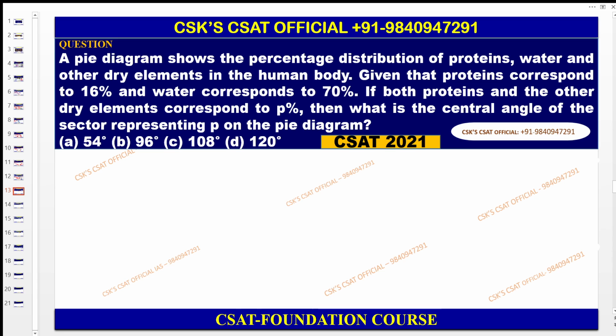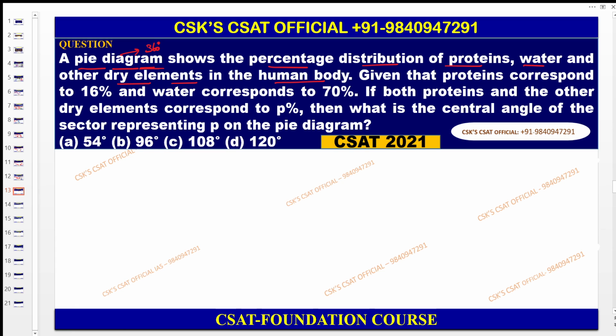See your pie diagram, 2021, 2022. Similar. You may solve this kind of question here. In 2022 they are asking you to find something. Here they are asking you to find the degree. Now let us see. A pie diagram total is 360 degrees, you people know. It shows the percentage distribution of protein, water, and dry element in a human body.